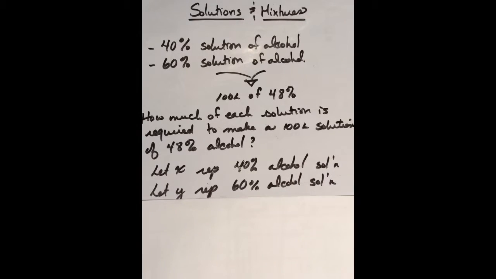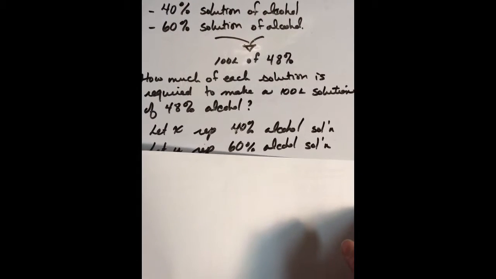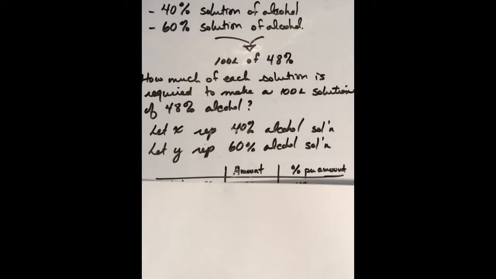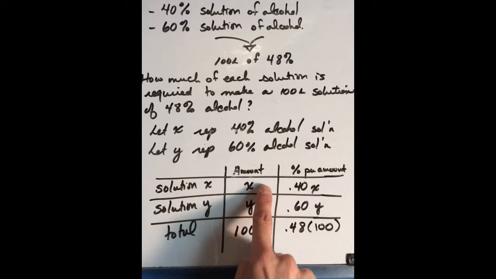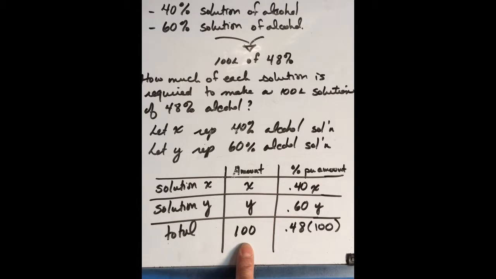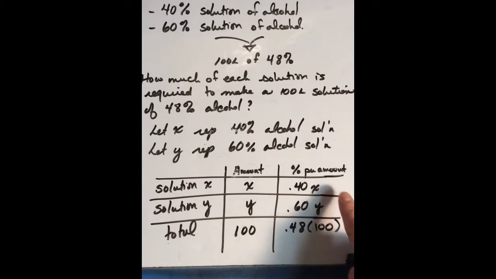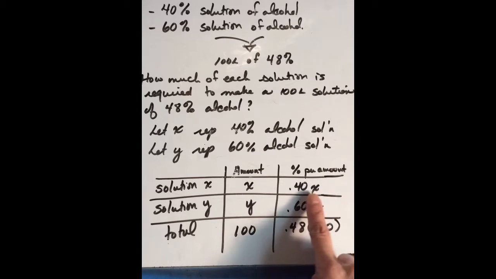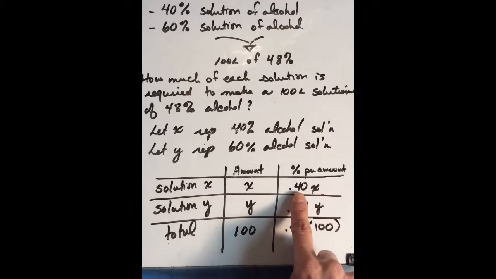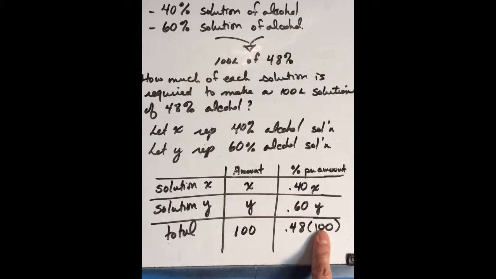So here are the variables. Let X represent the 40% alcohol solution and let Y represent the 60% alcohol solution. I can also put this into a table where I've got solution X and solution Y. The amounts are X and Y. The total is 100. And then what I have here is percentage per amount, 0.40 times X, because every amount of X is 40%, every amount of Y is 60%, and we want 100 liters of the amount at 48%.